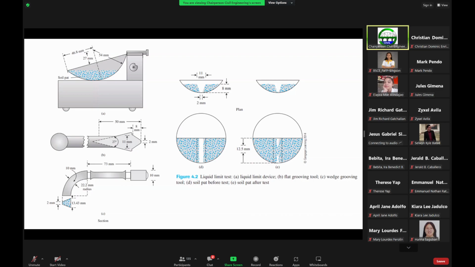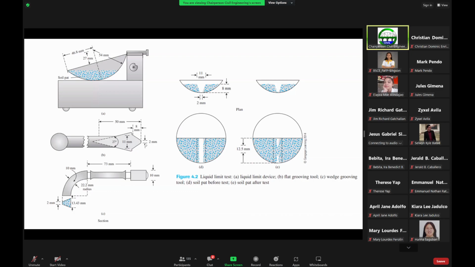So this is again the top. Sorry, this is my cursor. This is now the top view, and this is the bottom view. So just a picture of that. Again, this is your liquid limit device. This is a flat grooving tool. This is a wedge grooving tool. And this is the handle.